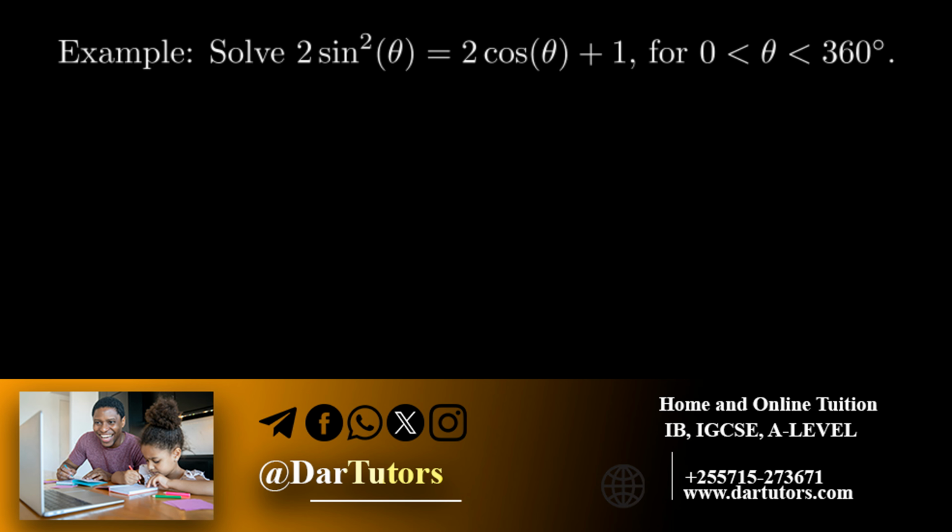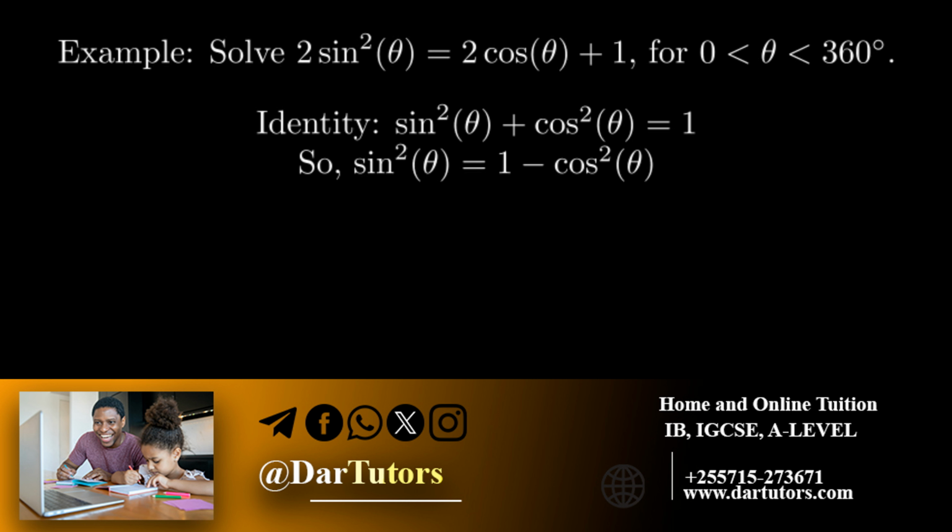Let's tackle a more complex quadratic problem, one that requires an identity before we can solve it. We need to solve 2 sine squared theta equals 2 cosine theta plus 1. The problem here is that we have both sine and cosine in the same equation. Our goal is to get the equation in terms of a single trigonometric function. We can do this using the Pythagorean identity. Remember that sine squared theta plus cosine squared theta equals 1. We can rearrange this to say that sine squared theta is equal to 1 minus cosine squared theta.